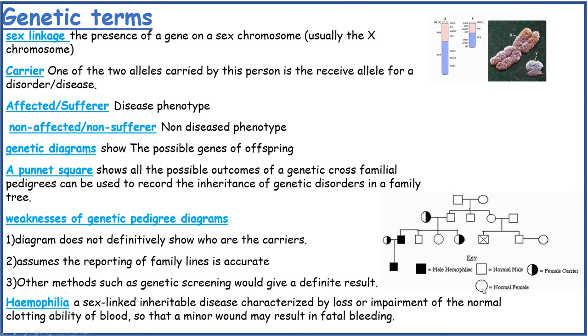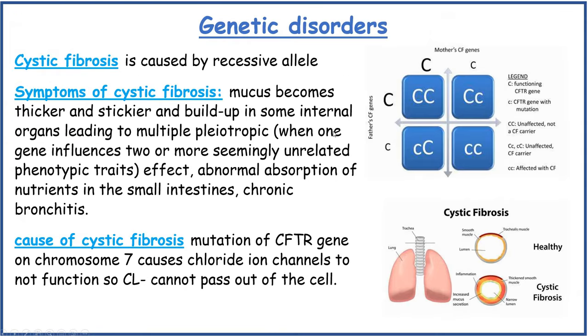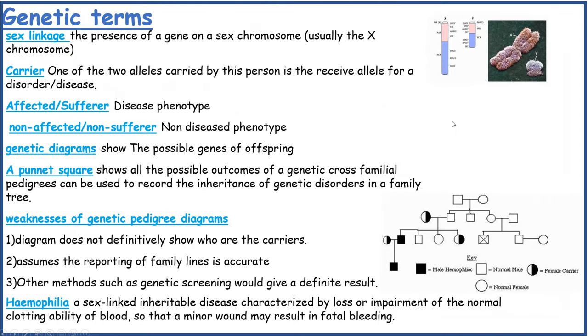So this is a genetic diagram. A Punnett square is one like this, where you cross the alleles together. Weaknesses of genetic pedigree diagrams, so these ones. The diagram does not definitively show who are the carriers. It assumes that the family report the information accurately. Other methods such as genetic screening would give a more definite result.